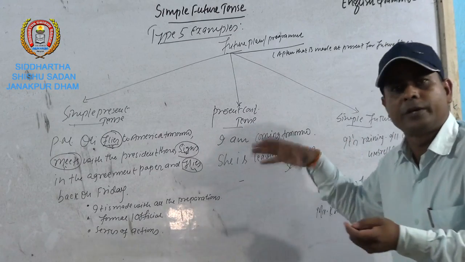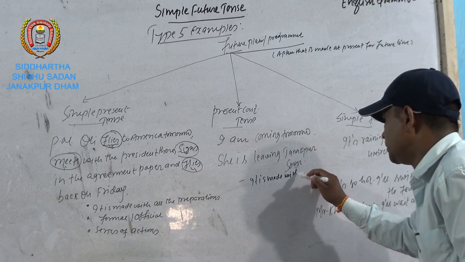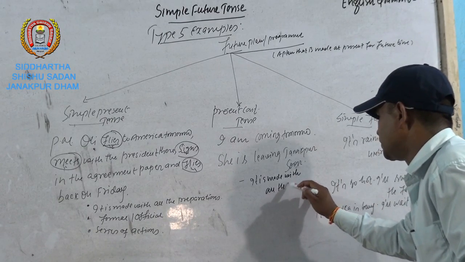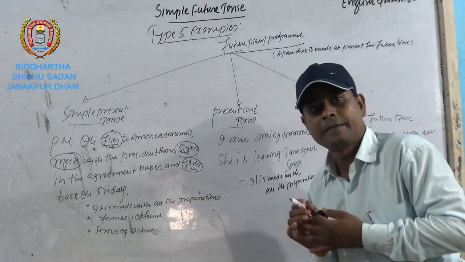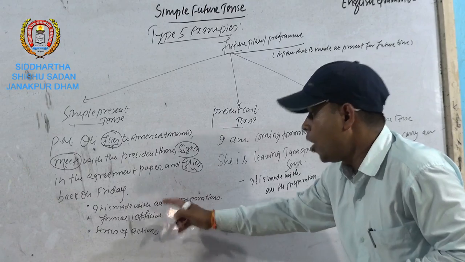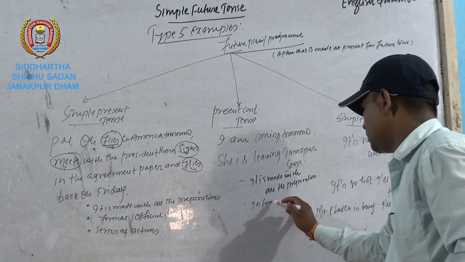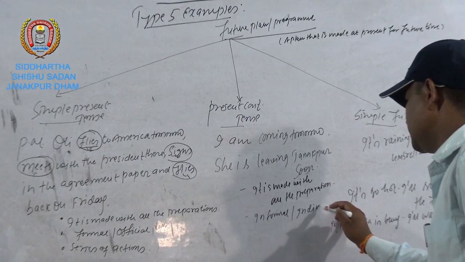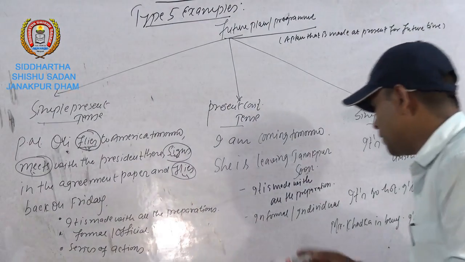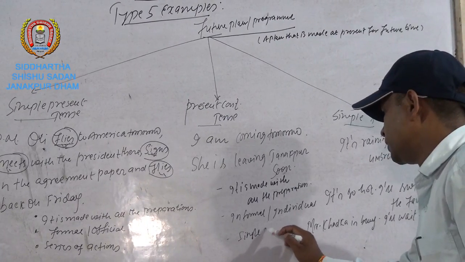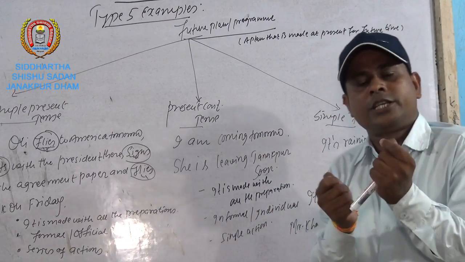So, it is also made with all the preparations. But what is the difference between this and that? It was a formal plan, official plan. But this is an informal plan. It's an individual plan. You can have a personal plan. We have a single action here.